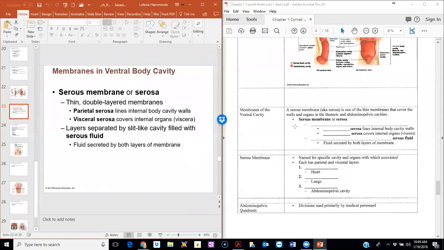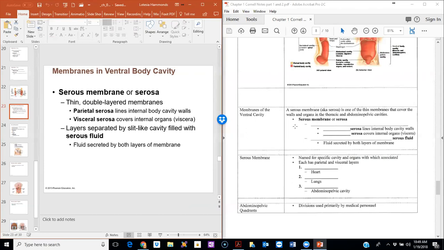The serous membrane is a thin, double-layered membrane that has two parts, as I mentioned previously, the parietal and the visceral. The parietal is the portion that lines the internal body cavity within the walls. The visceral actually covers the internal organ. So visceral is located on the inside. The parietal is located on the exterior, or the outer part of the body cavity walls.